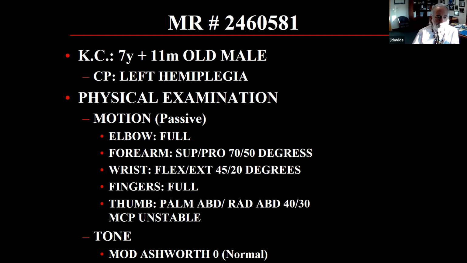His left upper extremity passive range of motion was complete at the elbow, minimally limited at the forearm, minimally limited at the wrist. Fingers had full passive range. The thumb showed some limitations, and the thumb MCP joint was unstable. Tone assessment showed low tone.